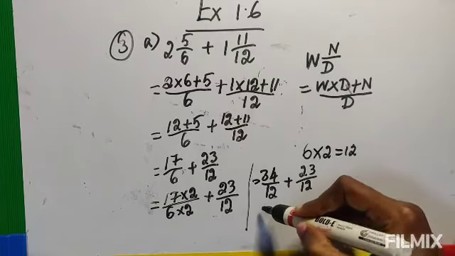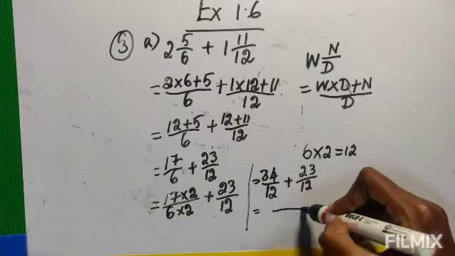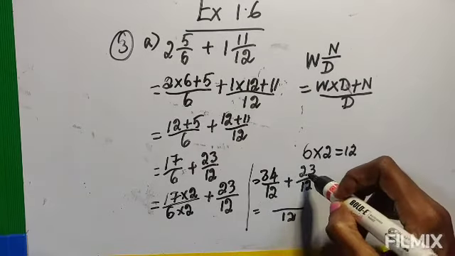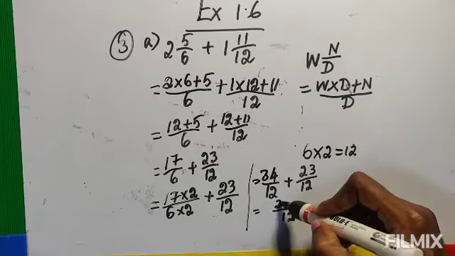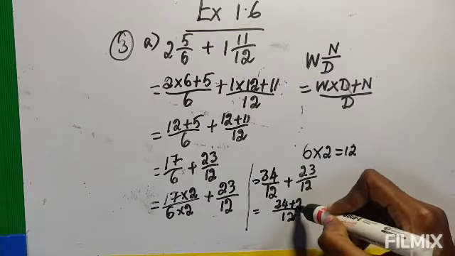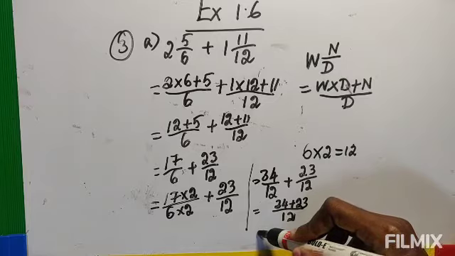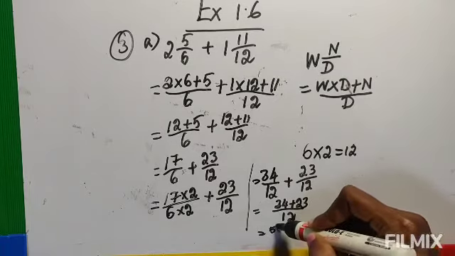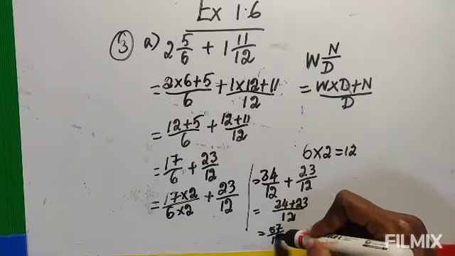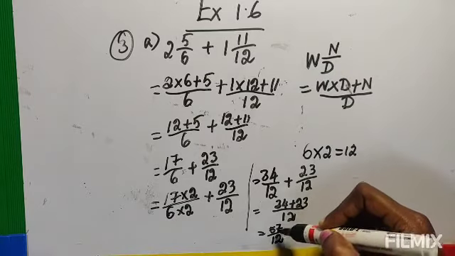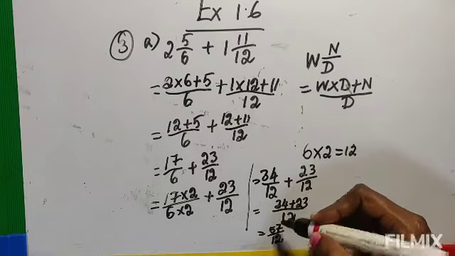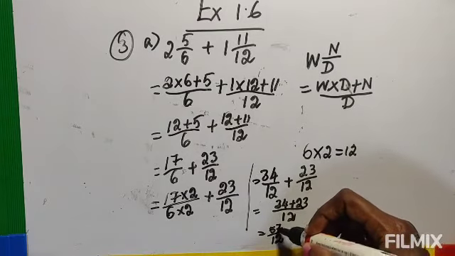So now the denominator became the same, so let's take it common. Again, 34 plus 23, we will write on the numerator. If we add 34 plus 23, you will get 57. So 57 by 12. Now, is 57 a prime number or not? 5 plus 7 is 12.